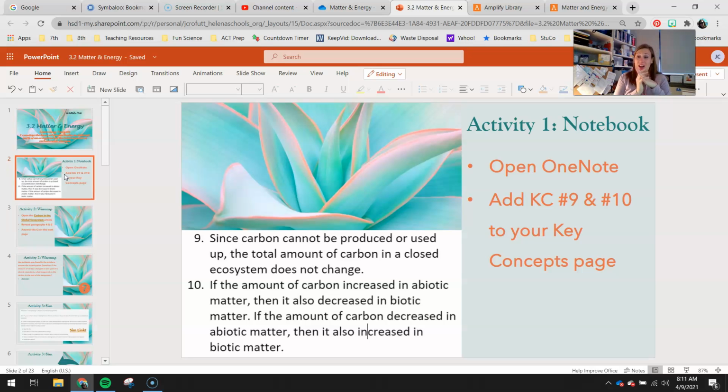So again, that's saying if we have a closed ecosystem and we see carbon going up, maybe in the air, which is abiotic matter, that must mean we have less carbon in all of our living things like producers, primary consumers, decomposers, stuff like that. And vice versa, if we have less carbon dioxide in the air, that must mean we have more carbon being produced or used up in those living organisms.